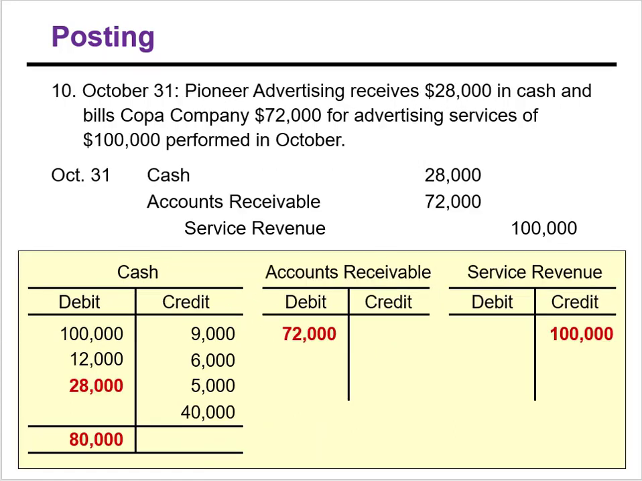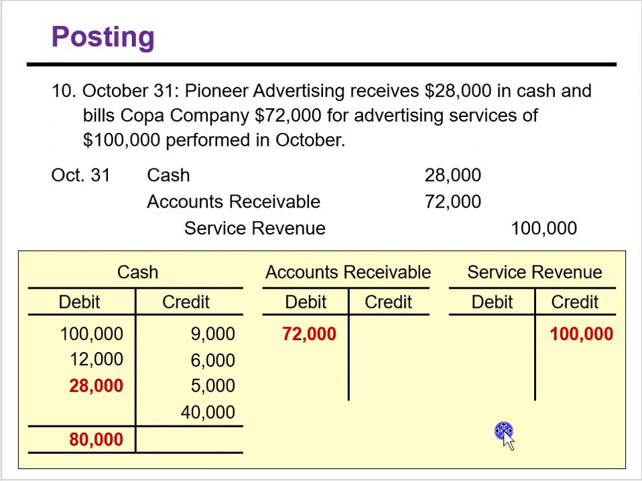October 31st, Pioneer Advertising receives $28,000 in cash and bills Copa Company $72,000 for advertising services of $100,000 performed in October. And so you're going to debit cash. They combine this entry, so you're going to debit cash for $28,000, and you're going to debit accounts receivable for $72,000, and then you're going to credit service revenue for $100,000. And these are the 3 accounts below: debit for $28,000, debit for $72,000, and a credit for $100,000.